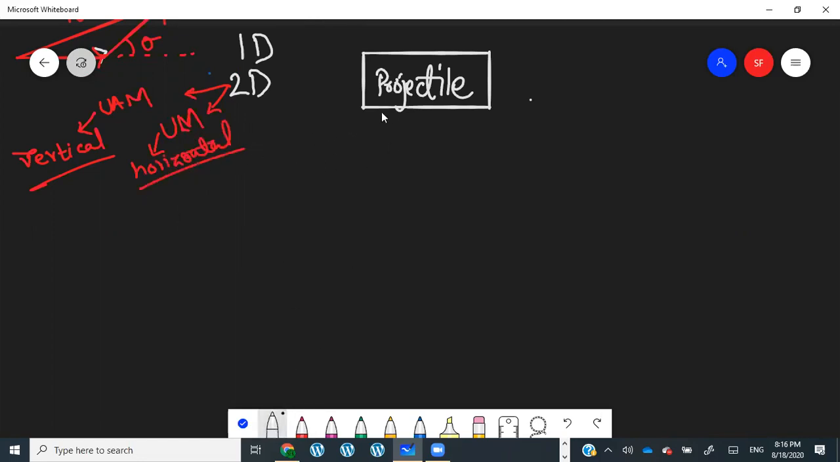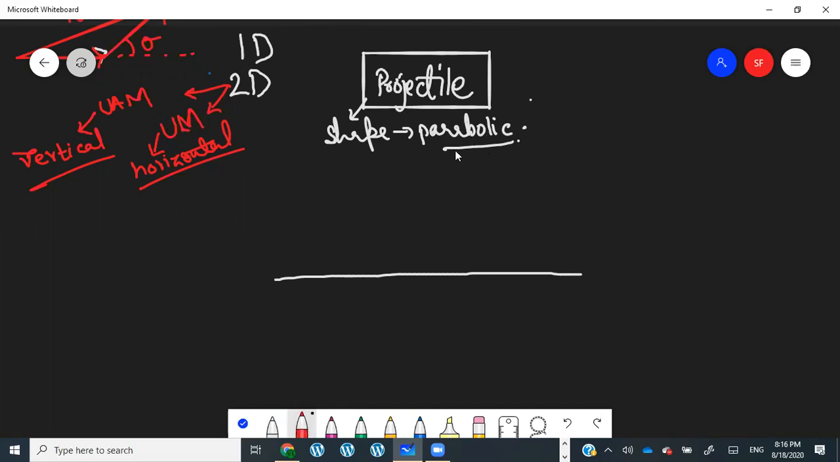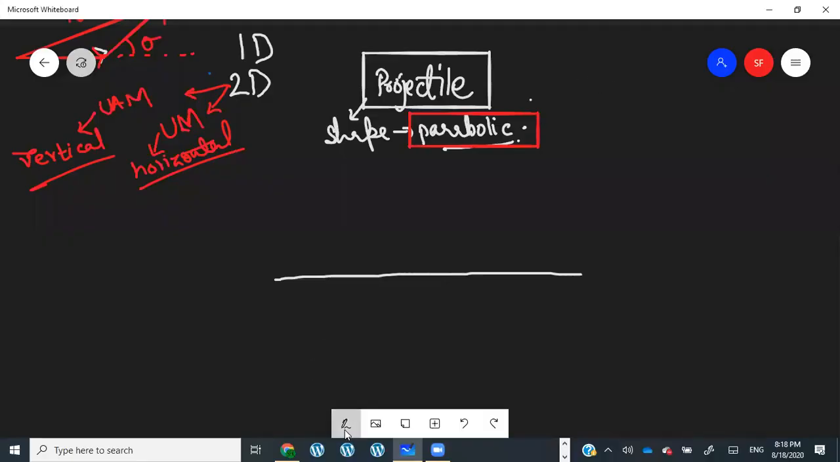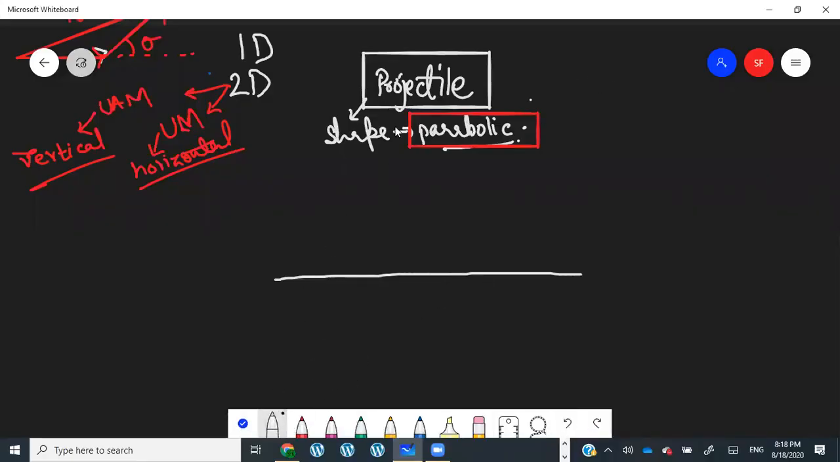And what's the shape of the path called? Parabolic. Okay, it's parabolic. Is it circular? No, it's not circular, it's not even semicircular, it's parabolic. Now, since you've correctly identified the name of the shape and the two types of motions which are involved, now help me draw out the shape then.